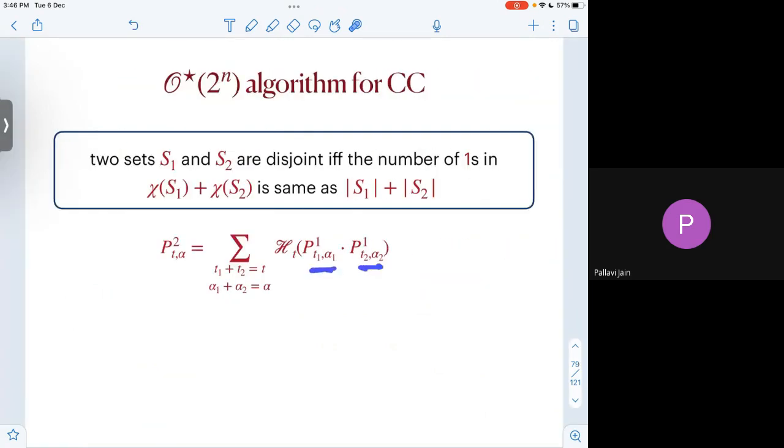When you multiply these polynomials, their exponents add up. After this addition, if you have t number of ones in the exponent, then these are disjoint, because this size is t1, this size is t2, t1 plus t2 is t, and the union is also t. This may only happen if the sets are disjoint. So you will only keep the monomials which have t number of ones in the exponent.